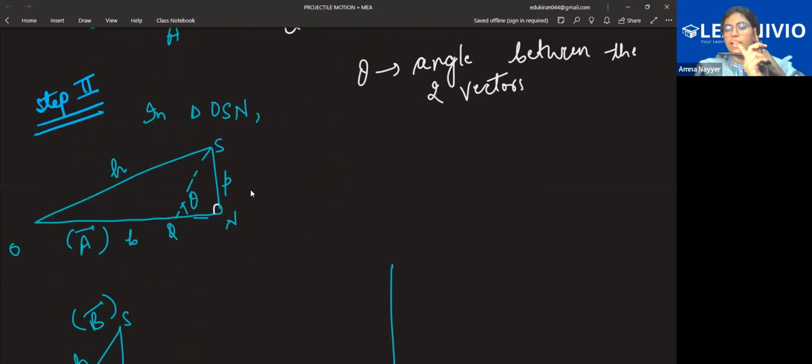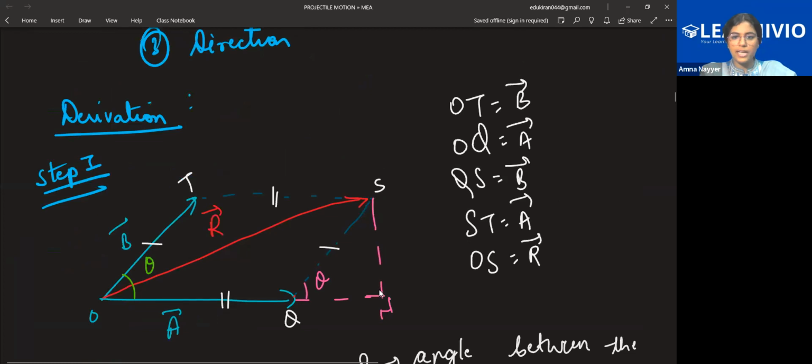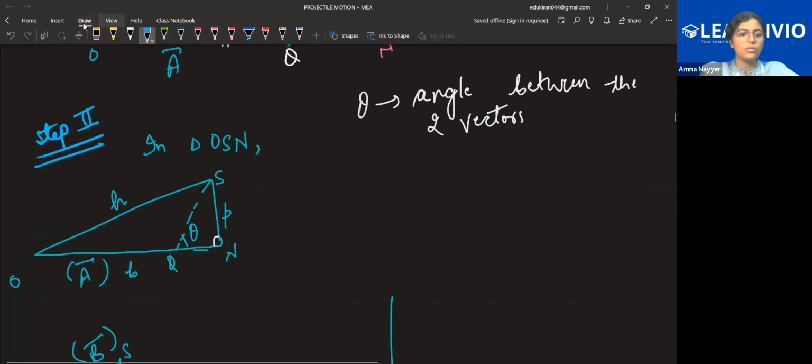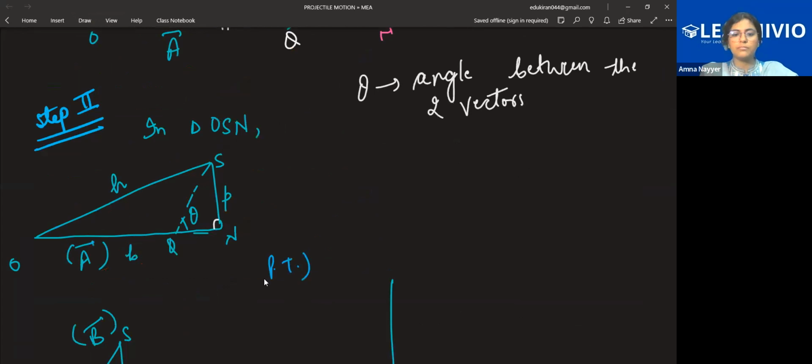And here you will be having the diagonal. So theta is the angle between two vectors. Now come to its magnitude calculation. Look, this is just this part, this triangle and this perpendicular triangle. I have just drawn it separately. Look at this. Now we can apply here the Pythagoras theorem. So in OS, this is the hypotenuse. SN, this is the perpendicular. And ON, this is the base.